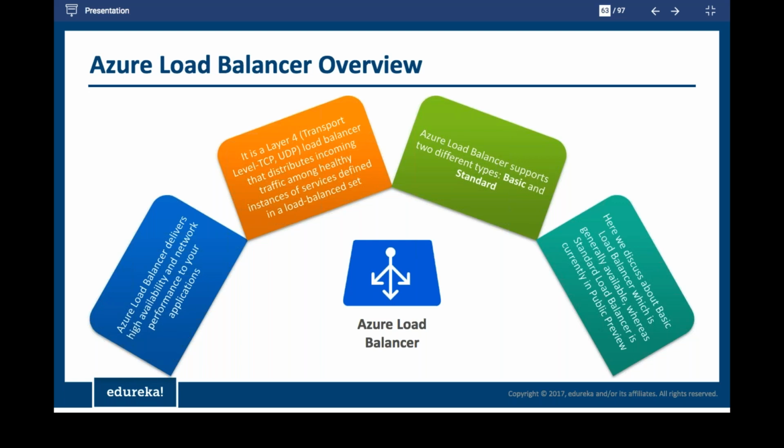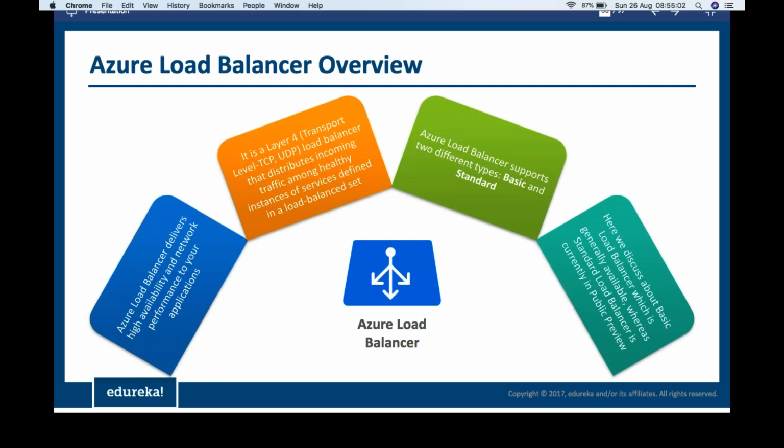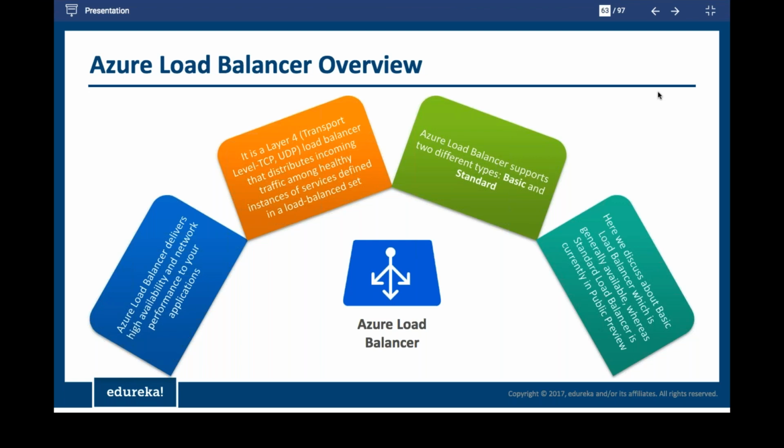for your customers. Okay, so you can have it on layer 4, which is at the TCP level or at the UDP level, which will distribute the incoming traffic towards the server machines available in the same data center region. You will define the health probe, saying for example 30 seconds or 40 seconds. If one server machine does not respond, then the next server machine has to take over. So you have two types of load balancers: basic and standard load balancer. The basic load balancer is for general availability, whereas the standard load balancer is in public preview now.